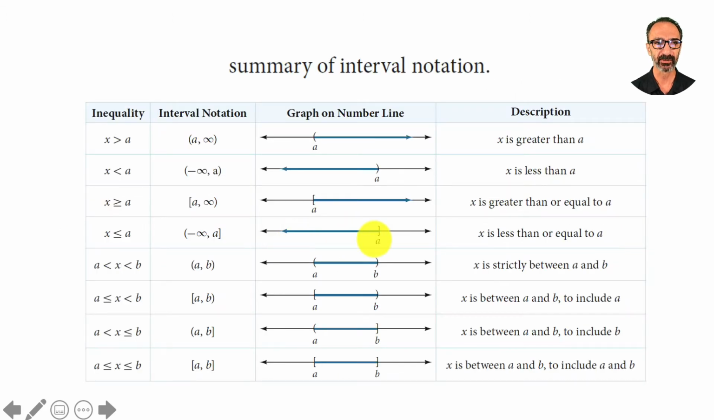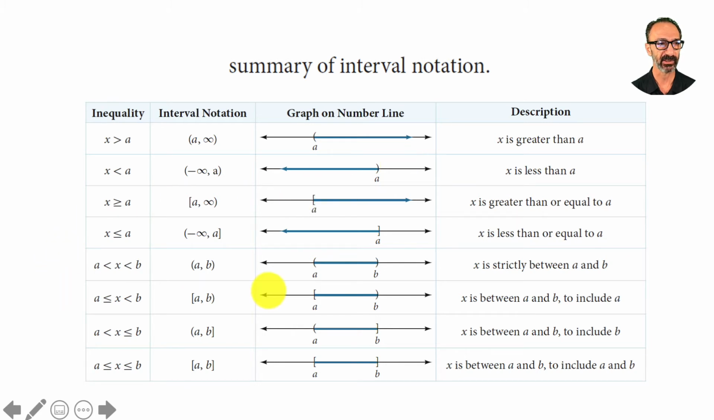Here's some notations. I'm not going to read all this right here, but you could pause the video and look at it as notes. But I'm going to talk about some in the coming slides. X is greater than a. That means from a all the way up, not including a. X is greater than a. That's how we read it.